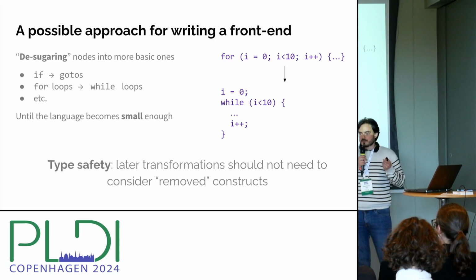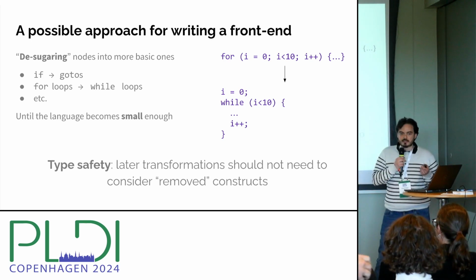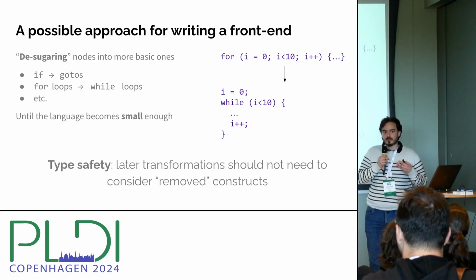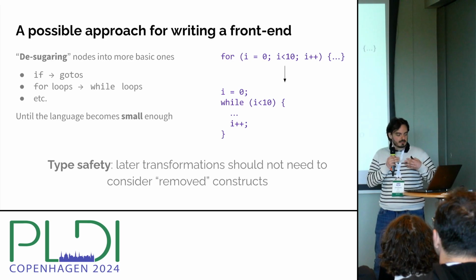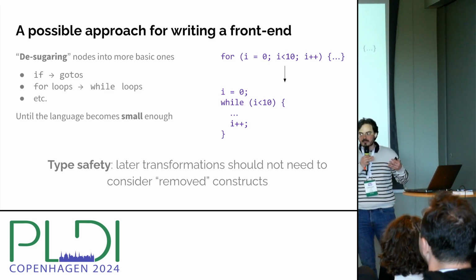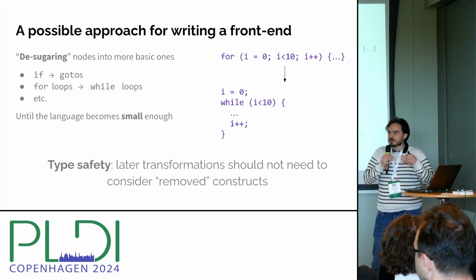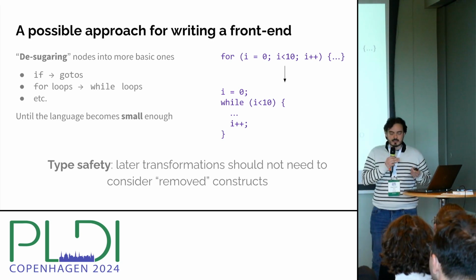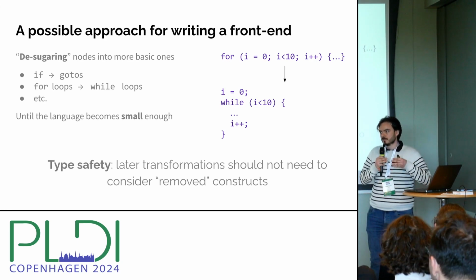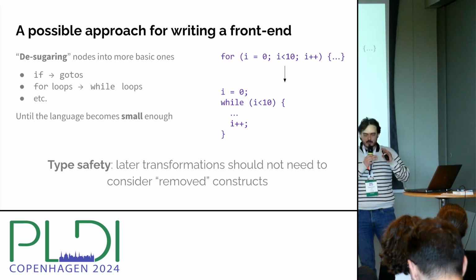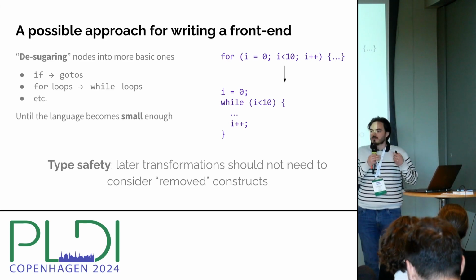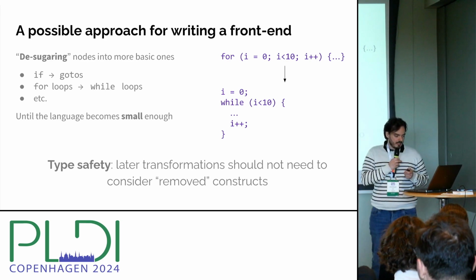But we want to do this in a type-safe manner, in the sense that if a later pass takes as input an intermediate language that has the for loop removed, you don't want to see, in the set of constructors that you have to deal with, that there is a for loop there. You want to see only while loops, only the kind of loops that you have to deal with. So that's what type safety means here.